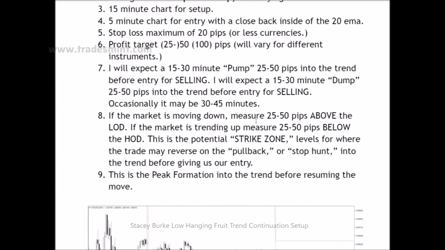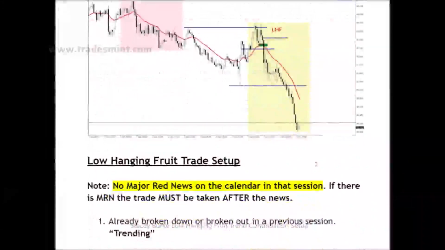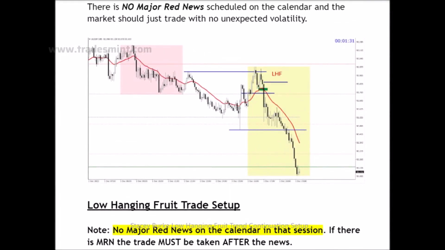If the market is moving down, we're going to measure 25 and 50 pips away above the low of the day. So in this particular chart example, if we measured up 50 pips, the market extended beyond that and went to the next quarter level, but we also, if we have a high or low that's just beyond that level, we redraw the box at that high and low. We just want to know where our 50 pip box is. If we're targeting 50 or 100 pips, we want to know where our strike zone potentially could be.